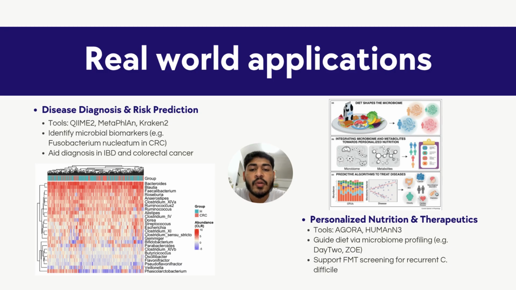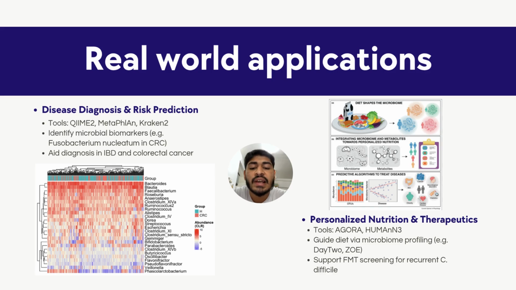Now we can look at four major clinical and real world applications of gut microbiome bioinformatics. The first one is in disease diagnosis and risk prediction, where bioinformatics tools like QIIME2 analyze microbiome data to identify disease-associated microbes. For example, high levels of Fusobacterium nucleatum in stool samples are linked to early-stage colorectal cancer. These microbial signatures can serve as non-invasive markers for conditions like IBD and cancer.